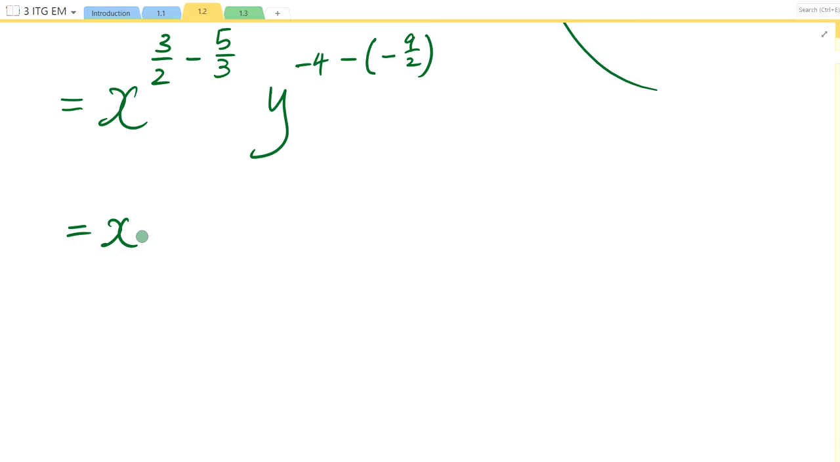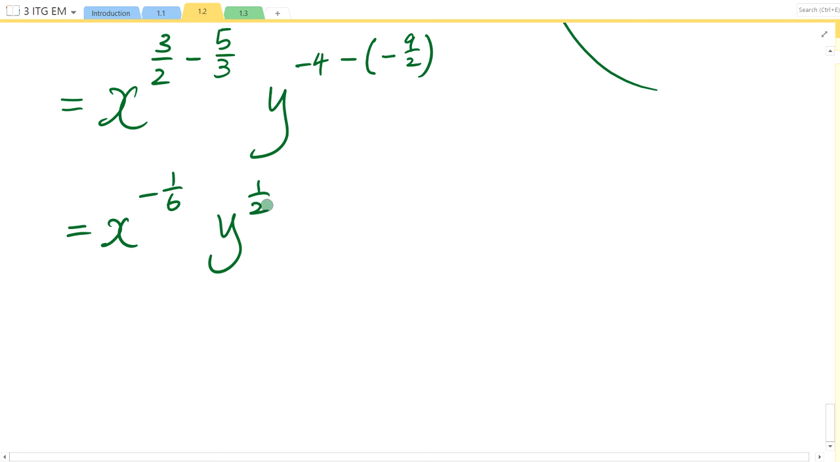3 over 2 minus 5 over 3. Lowest common denominator, or use your calculator if you want to. So what do we have? Negative 1 over 6. I assume you're right. And y to the power of? Negative 4 plus 4.5. Okay, power half.